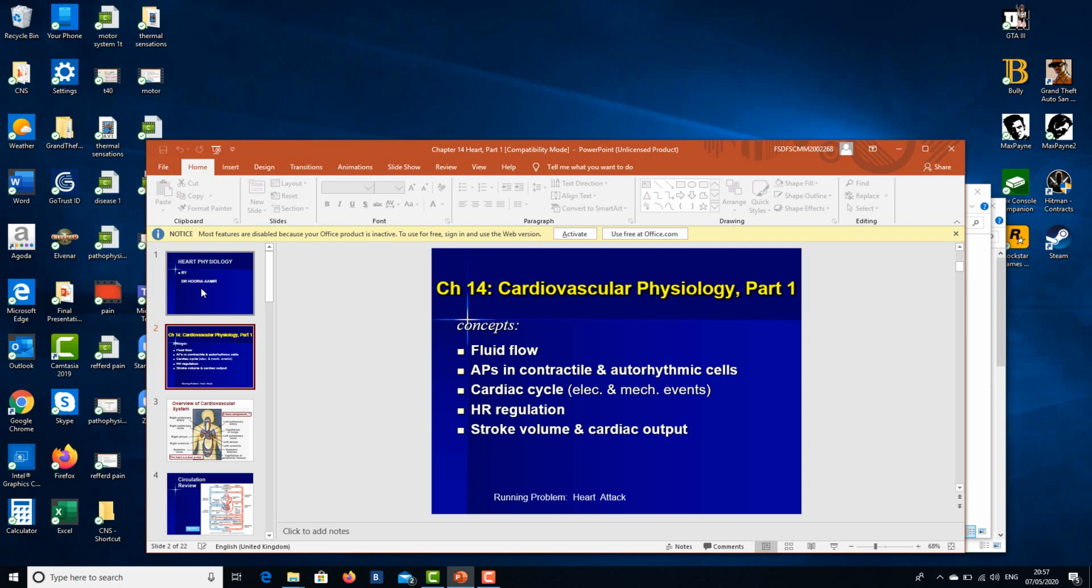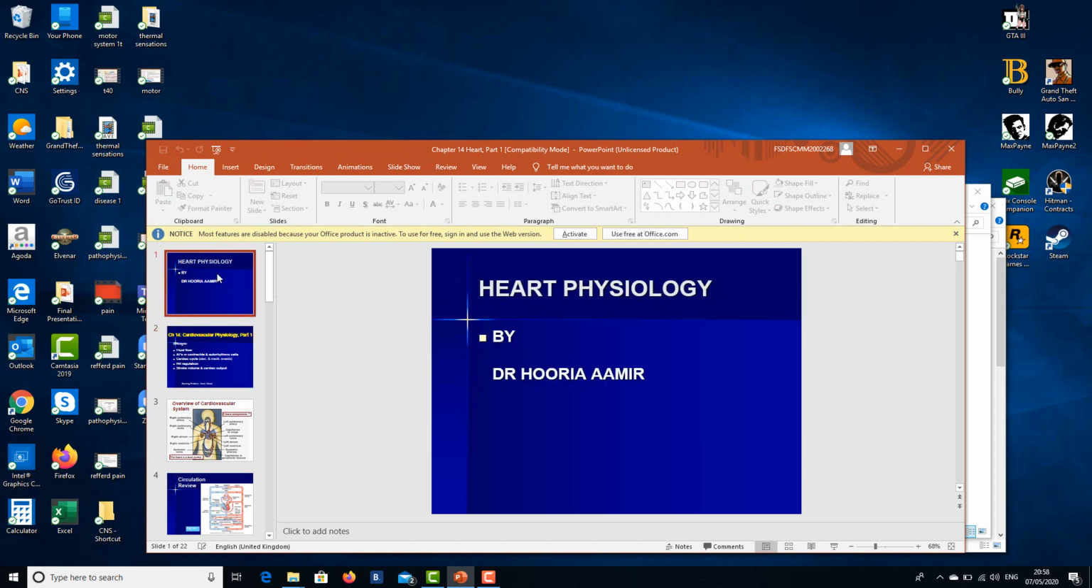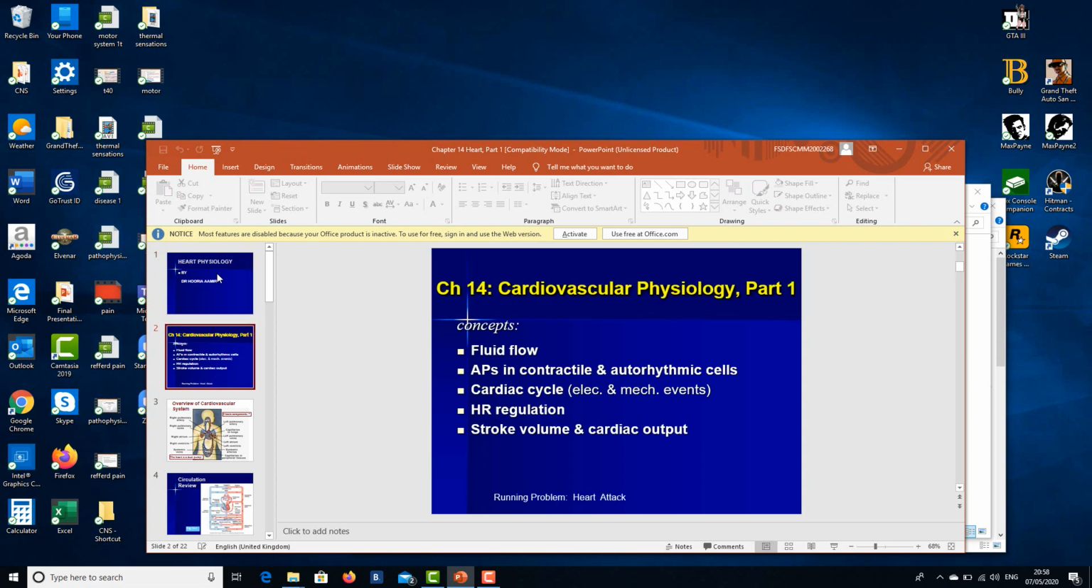Now, this is a very important topic, cardiovascular physiology, and we are going to do this topic in two halves. The first half is going to be composed of the heart physiology, and the second one is the circulation. I think all of you must have the basic idea of the heart. What is this heart composed of? What is the basic muscle component which is making the heart?